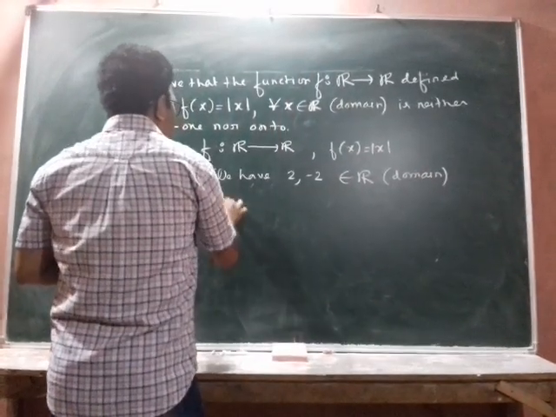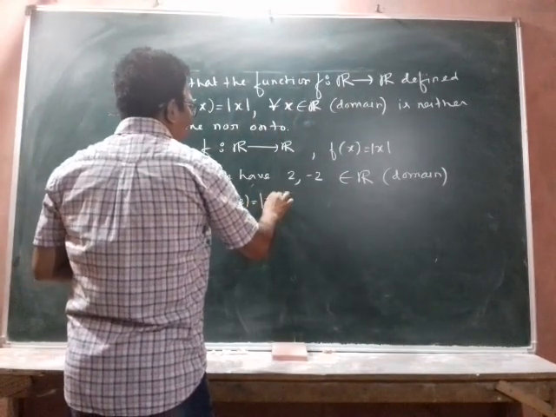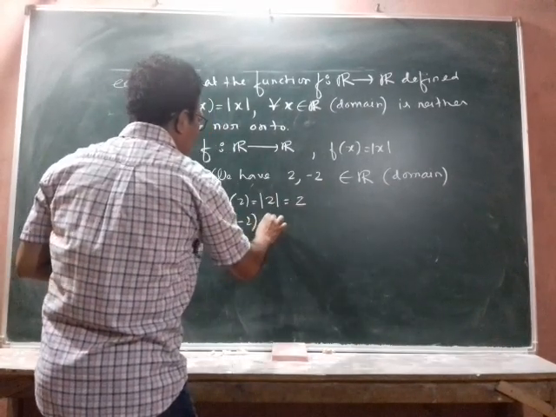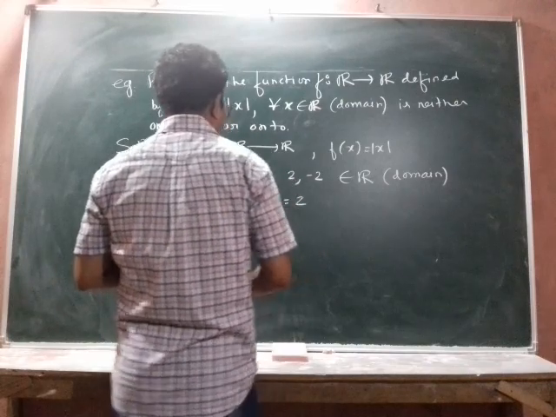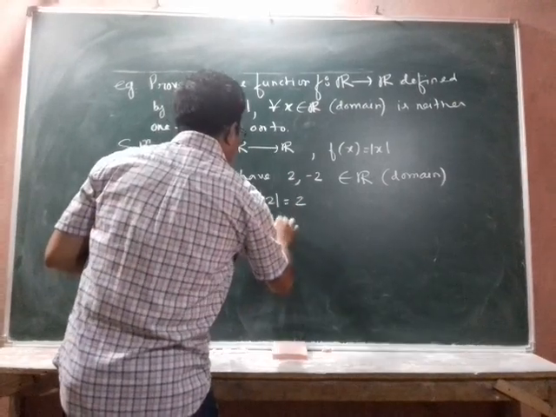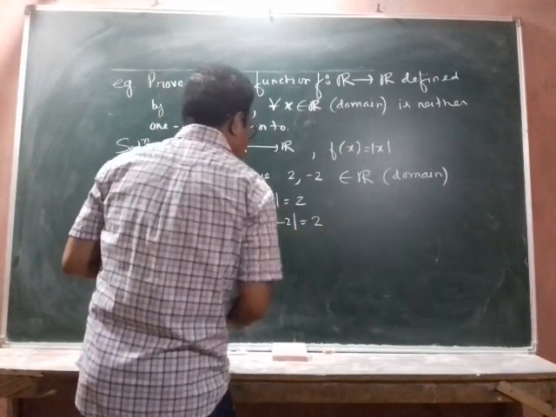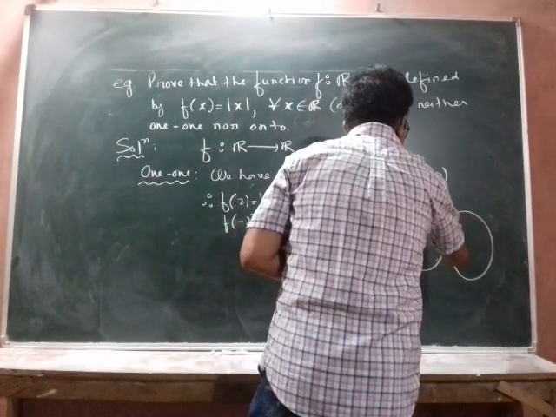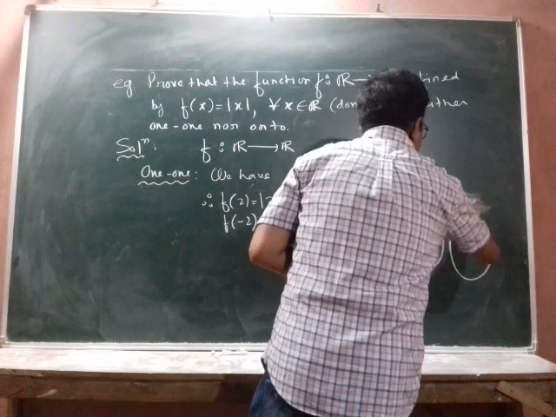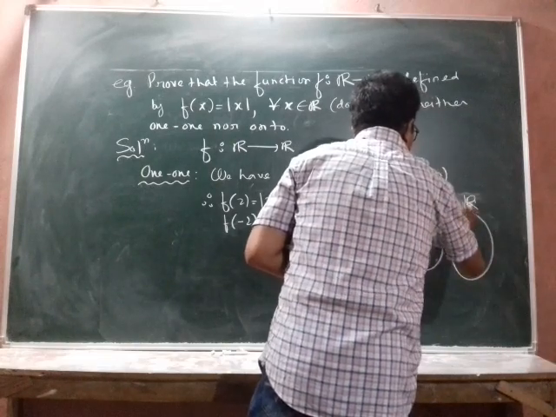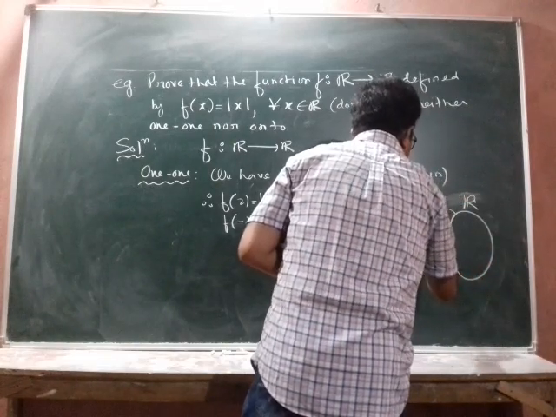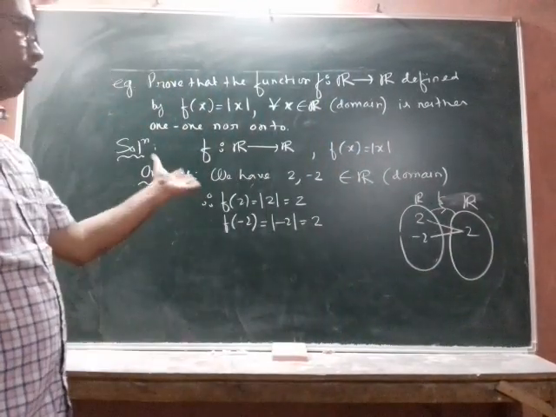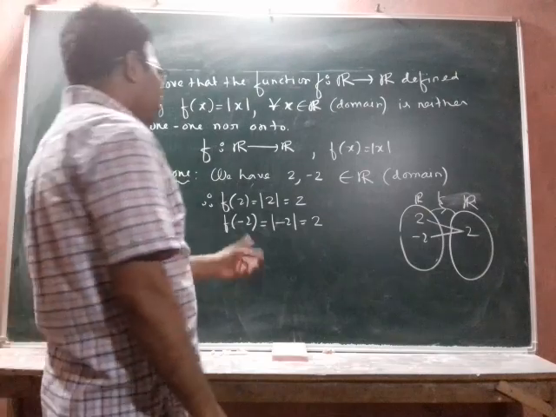So as per definition, f of 2 will be equal to modulus of 2, which will give us 2, and f of minus 2 is equal to modulus of minus 2, equal to 2. That means in the Venn diagram, if we show it on the side of this answer, here f is a function, so 2 and minus 2 have the same image 2.